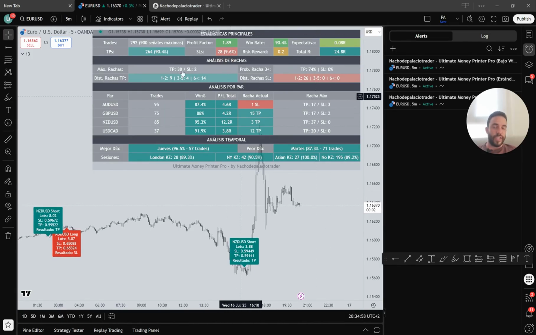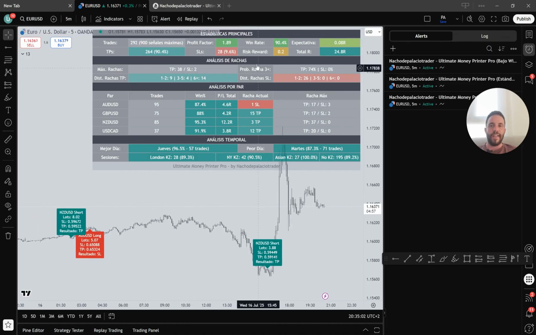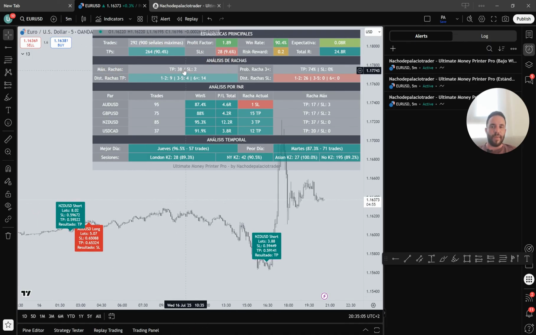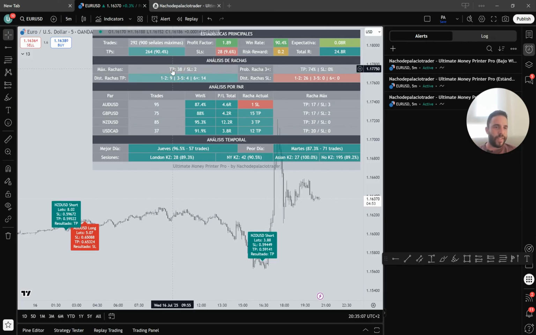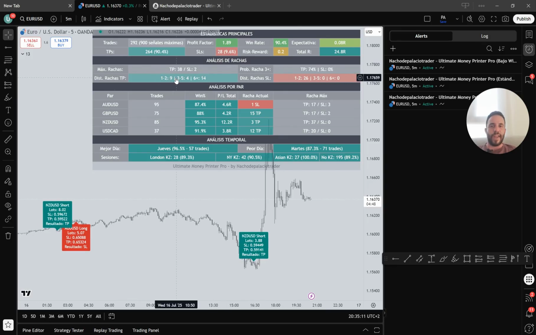All the different models, all the different systems have their main statistics, okay? They have their streak analysis, where you can see, for example, the maximum number of consecutive take profits, the maximum number of consecutive stop losses, and what the distribution of streaks looks like.